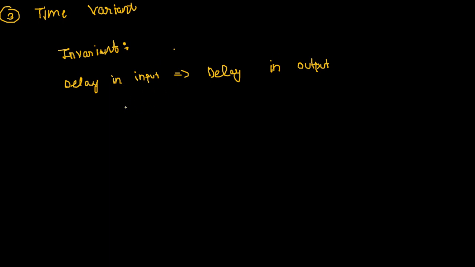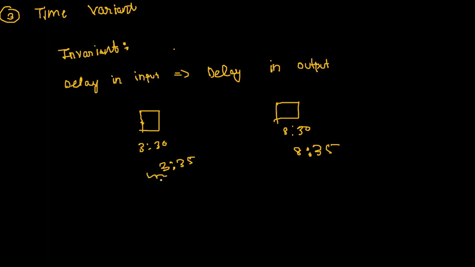Right? So you can compare this to a bus that is starting, let's say it has to start from a spot at 3:30 and reach another spot at 8:30. So if the bus starts at 3:35 and it reaches the spot by 8:35, this is an example of a time invariant system because the delay at the start was 5 minutes, and at the end too the delay was 5 minutes. So the delay that you have given in the input signal should be the delay that is in the output signal.